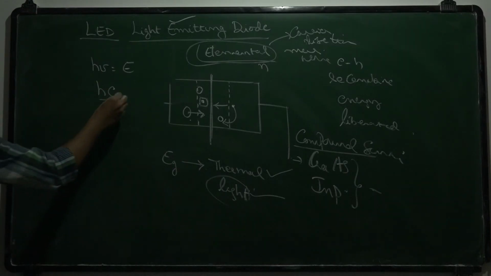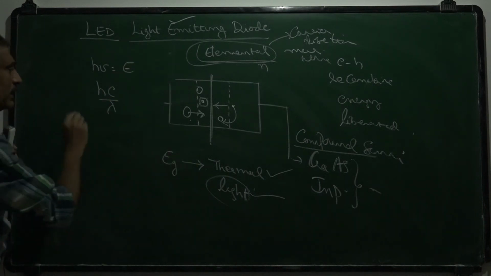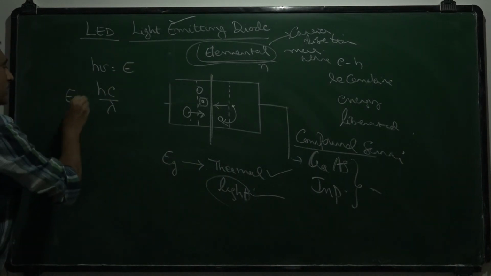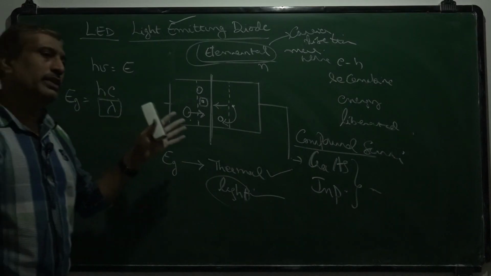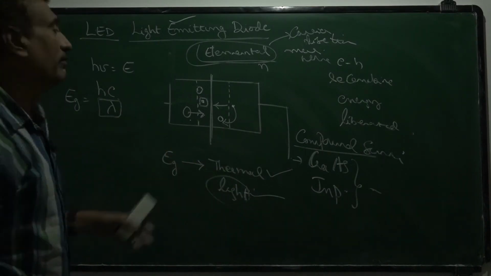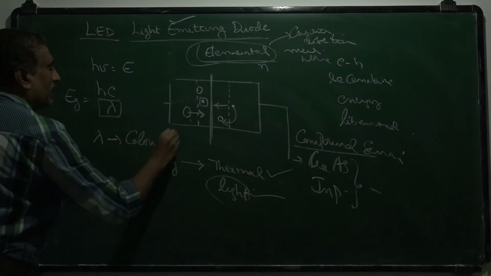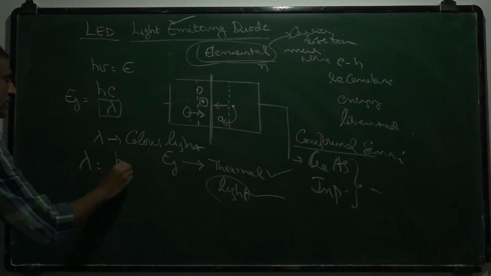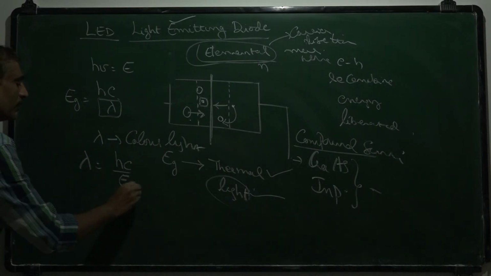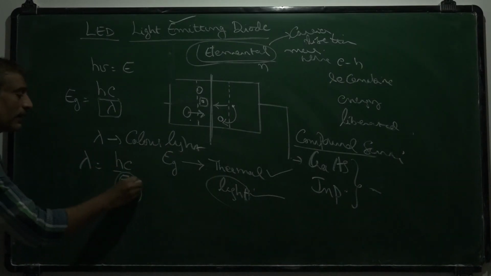So, if an electron in the conduction band de-excites to the valence band, the emitted energy will be Eg, that is equal to hc by lambda. Here lambda indicates the color of the light, because the color of the light depends upon the wavelength. So lambda indicates the color of light emitted. So, lambda is equal to hc by Eg. So, the color of light depends upon the energy gap of that particular material.